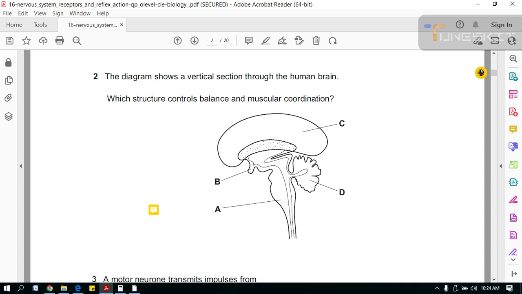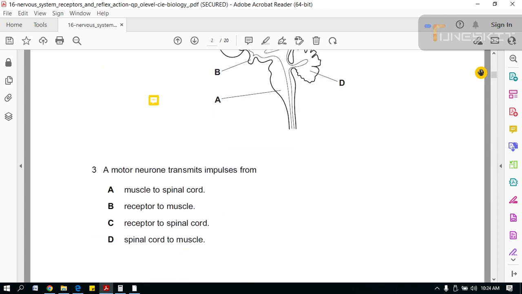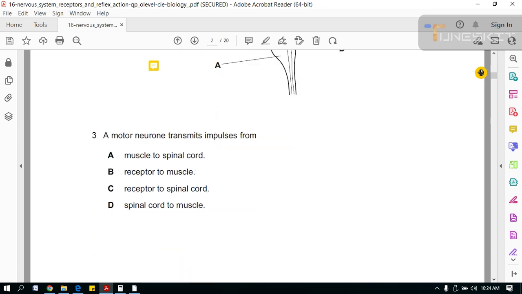So now, definitely it's a question of whether you remember the functions of all these structures. The structure involved in balance and muscular coordination is the cerebellum. The cerebellum is a region of the brain that controls coordination and balance. So here option D is correct.